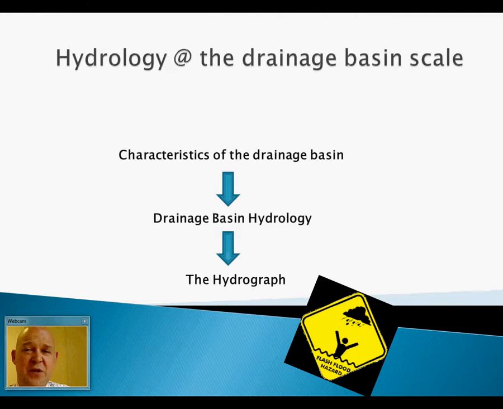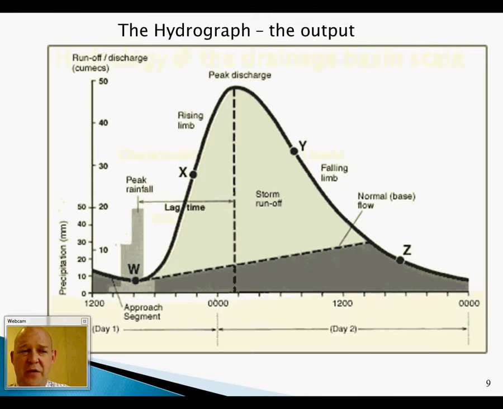Two types of response on hydrographs: they are flashy and prolonged. Flashy ones, prolonged ones. Here's a hydrograph. Isn't she beautiful? We have key things to be able to talk about. Lag time, the difference between peak precipitation and peak discharge.